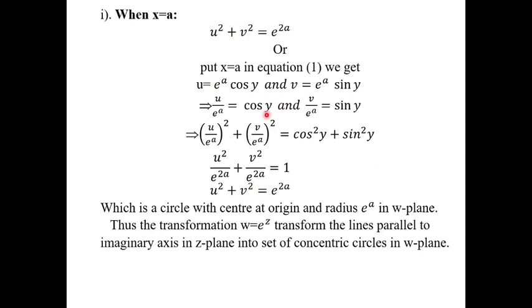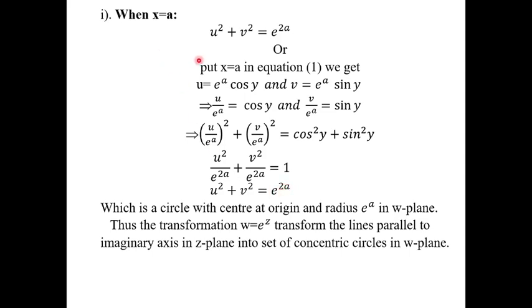So this process is the easiest method, which represents a circle with center at the origin and radius e power a in the w plane. Hence we conclude that the transformation w is equal to e power z transforms the line which is parallel to the imaginary axis in the z plane into a set of concentric circles in the w plane. Why have we taken concentric circles? Because here u square plus v square is equal to e to the power of 2a.